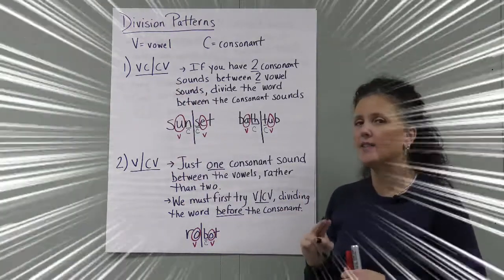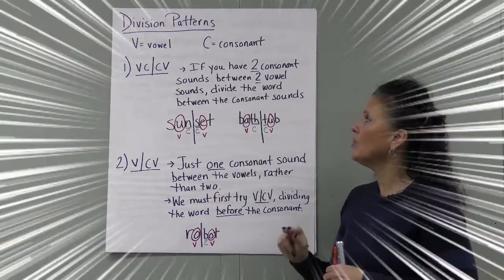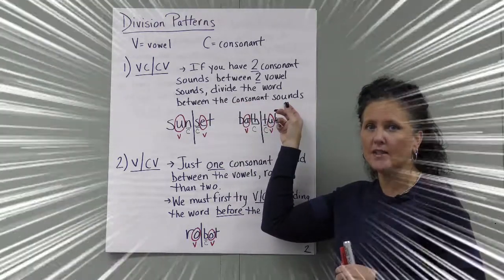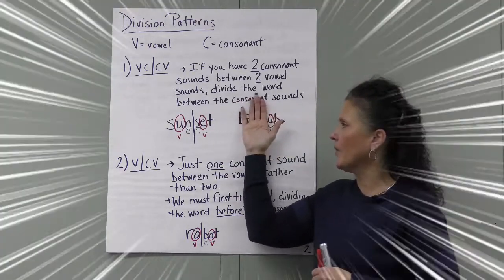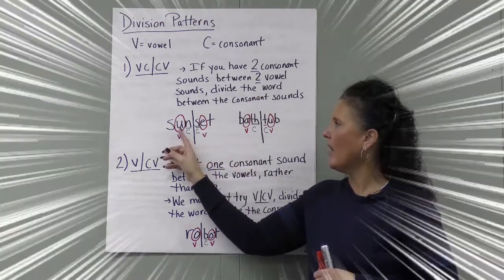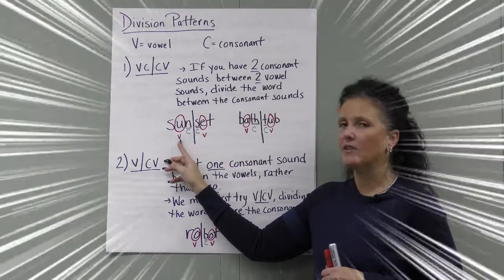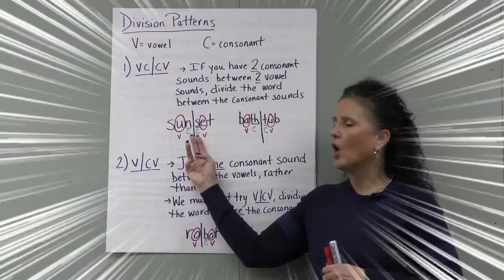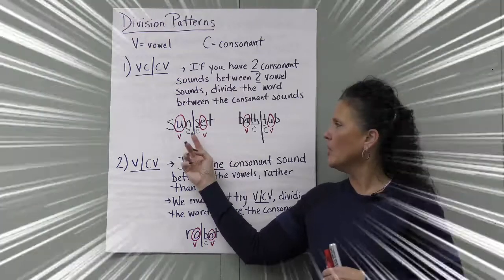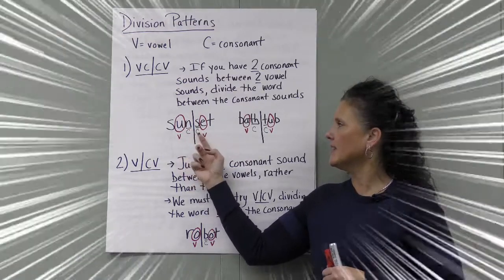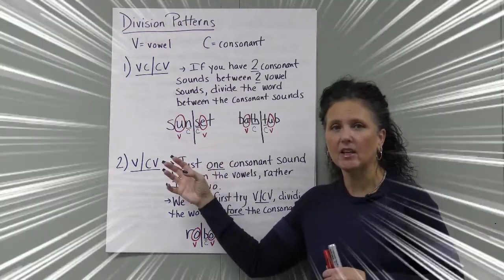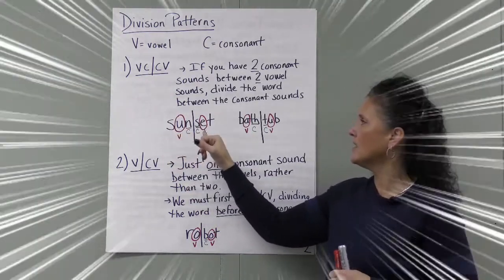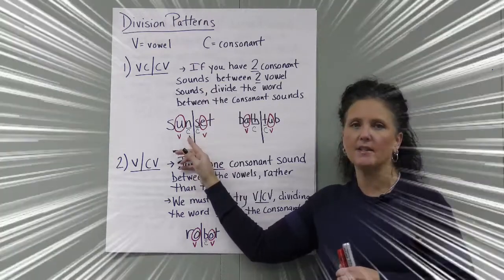If you have 2 consonant sounds between 2 vowel sounds, we're going to divide the word between the consonants. So let's look at the first word, sunset. We have the U, there's the vowel sound, and we have the E here, that's the other vowel sound, but there are 2 consonants between those 2 vowels. You have the N in sun and the S in set. So sunset, we have 2 syllables. We've divided vowel, consonant, consonant, vowel, right between the 2 consonant sounds.